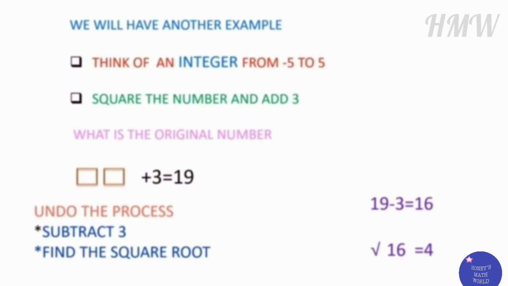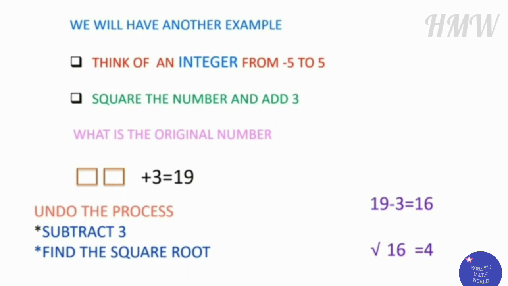That is, from 19 we have to subtract 3, 16. We have to find the root of 16, because we have squared the number, the reverse process of square is square root. So root of 16 is 4. Now let us check, is 4 the original number?